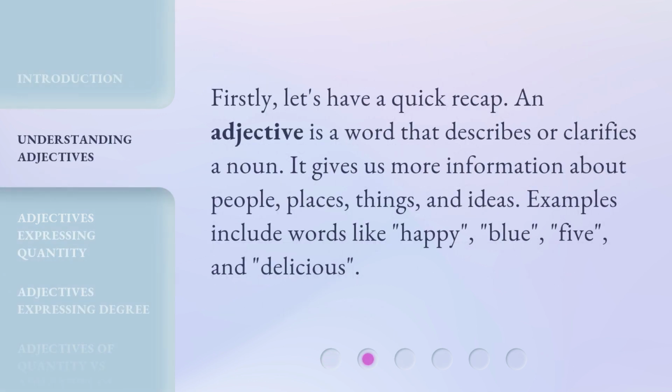Firstly, let's have a quick recap. An adjective is a word that describes or clarifies a noun. It gives us more information about people, places, things, and ideas. Examples include words like happy, blue, 5, and delicious.